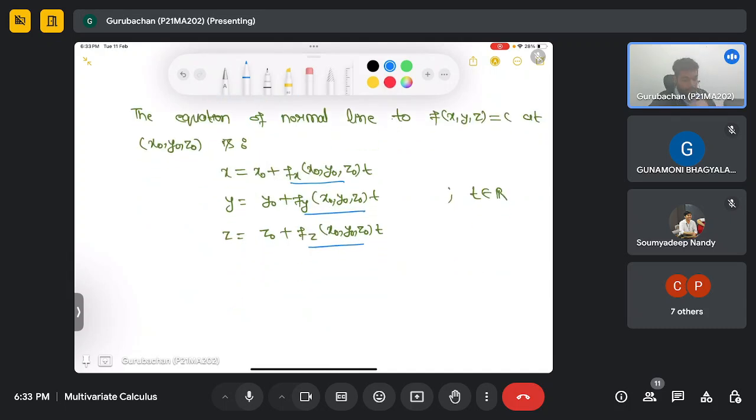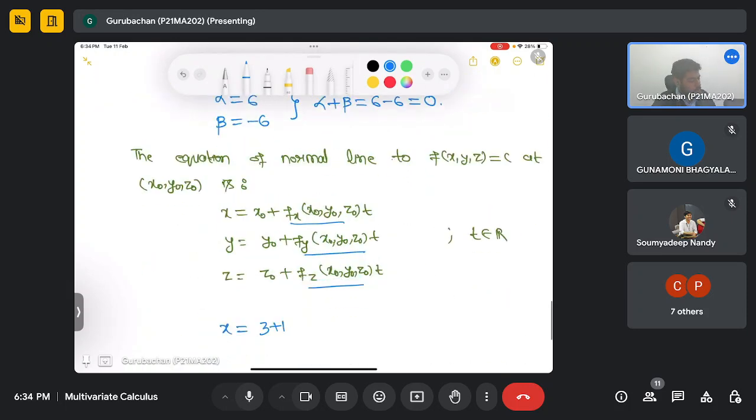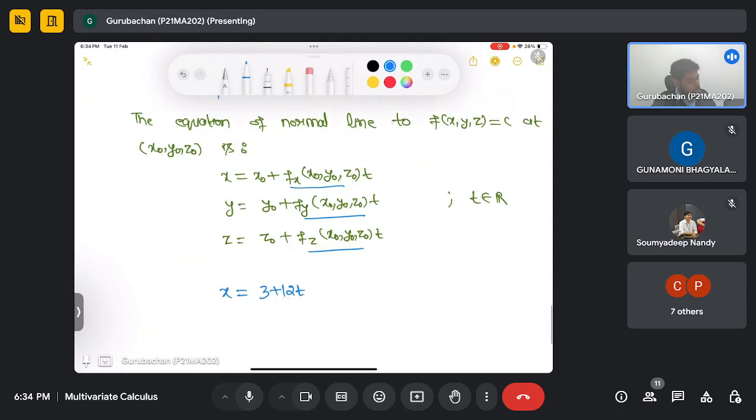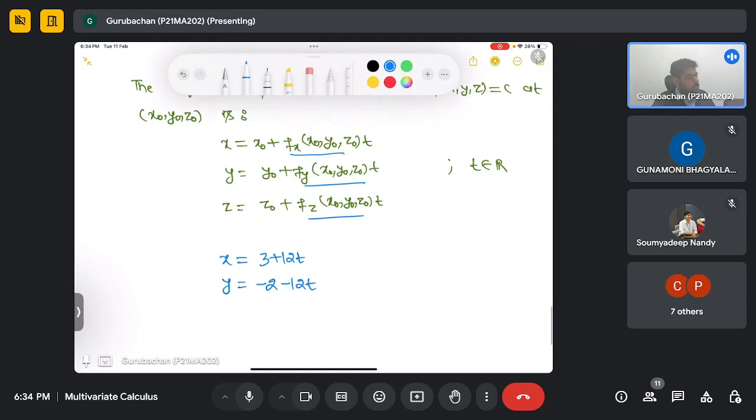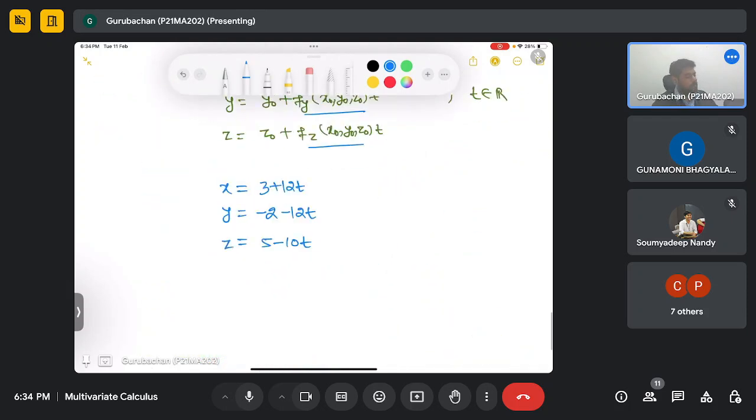So we will get our normal line equation as x is equal to 3 plus 12t, since the first point is 3 and the first value is 12. The other one, the y naught value, is minus 2, and this is minus 12, so this will come out to be minus 12t. Now z is equal to 5 minus 10t, because z naught is 5 and the partial derivative of f with respect to z at the given point is minus 10. Here t is any real number. So this is the equation of the normal line.